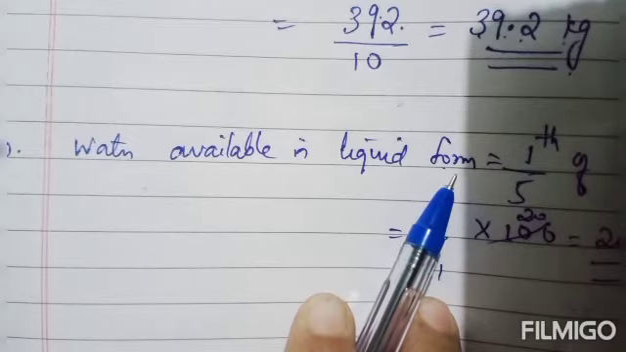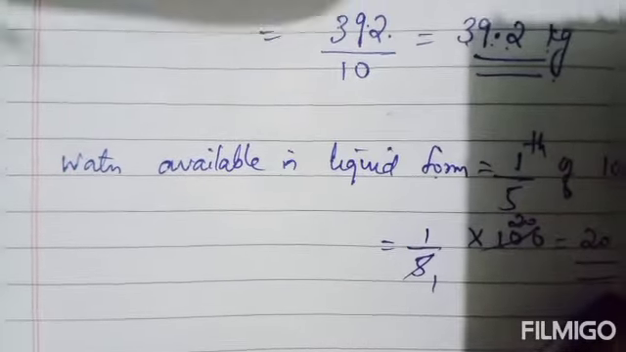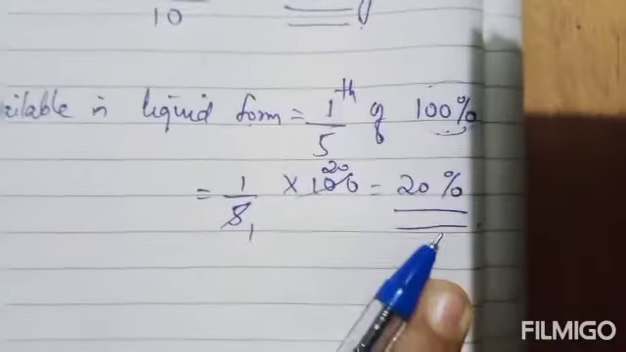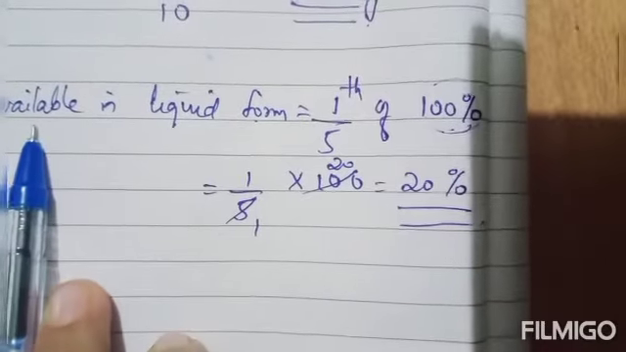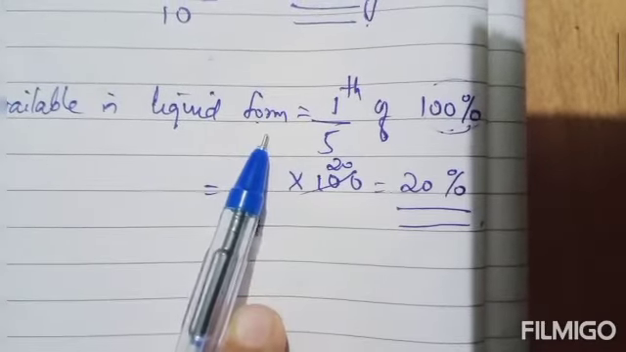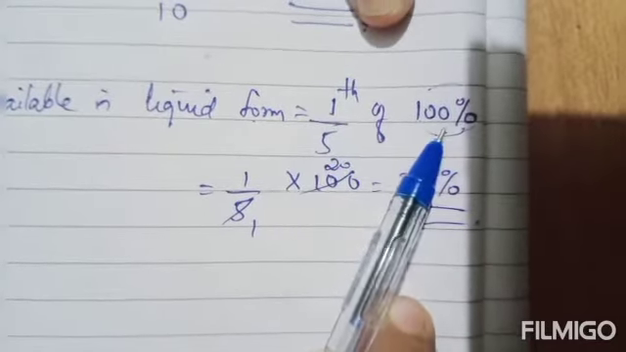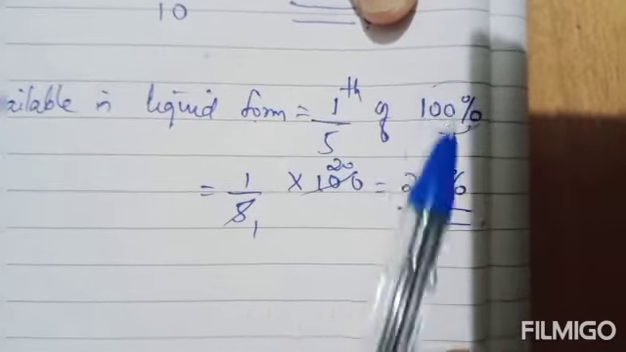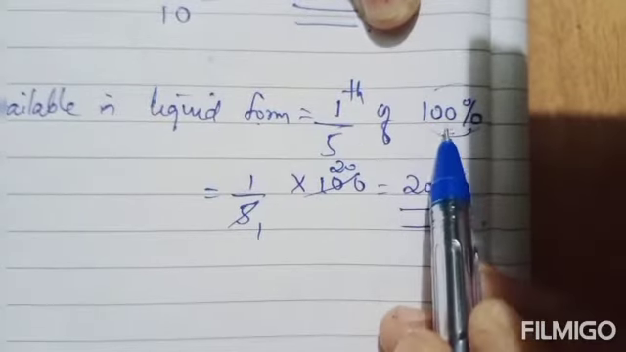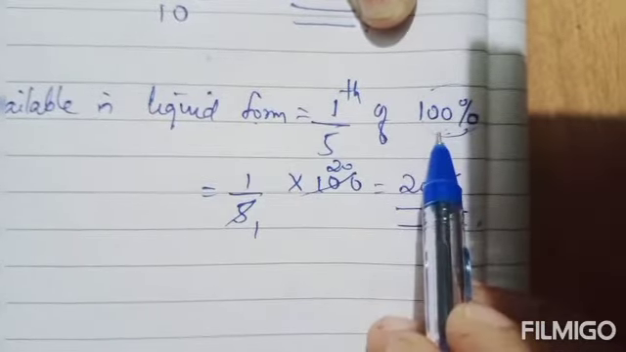It is given in the question that 1/5 of the water is available in liquid form. So how can you find what percentage of water is available in liquid form? Just find 1/5 of 100%. Total percentage, always take it as 100.